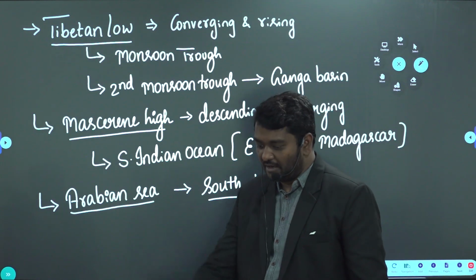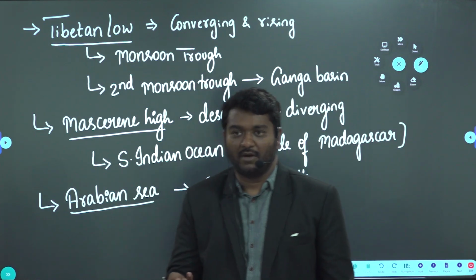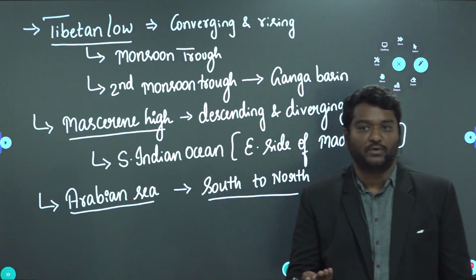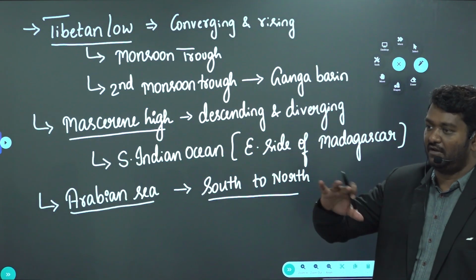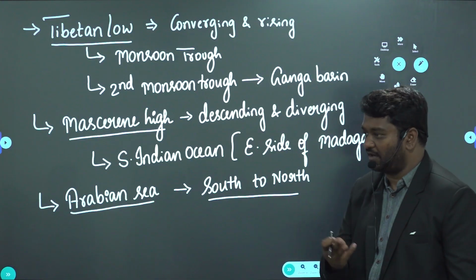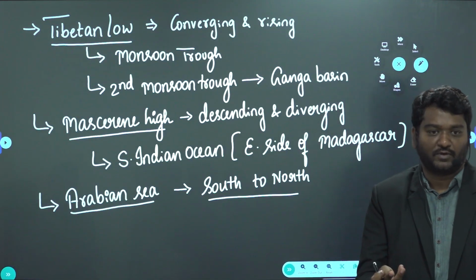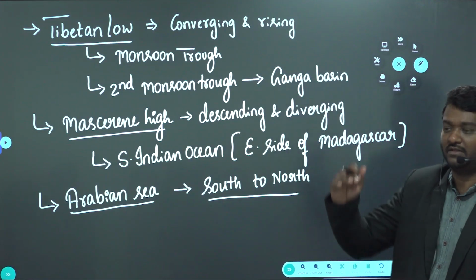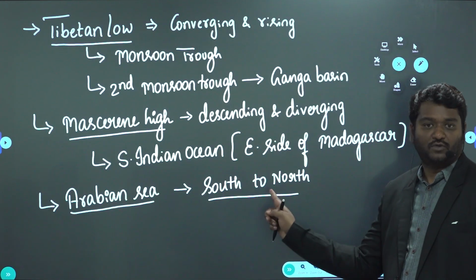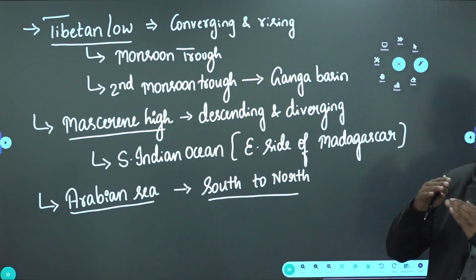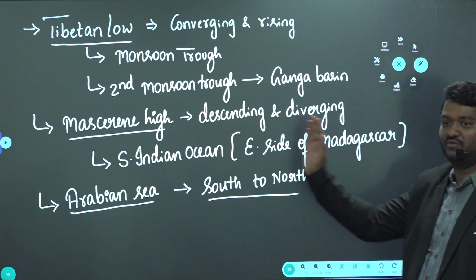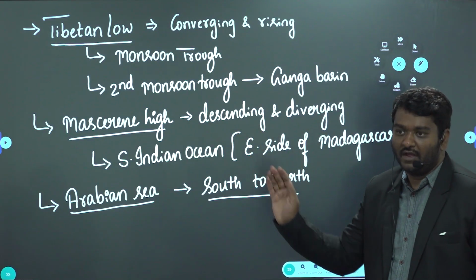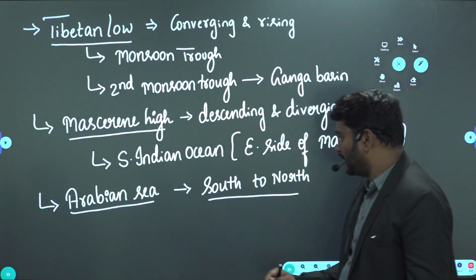Cities you take: Bangalore, Mumbai, Thiruvananthapuram, Kavaratti. Arrange according to the arrival. First will be which one? Kavaratti. Second, Thiruvananthapuram. Then Bangalore, then Mumbai. That is from where to where? South to north. The Arabian Sea branch is from south to north. The Bay of Bengal branch is from east to west.